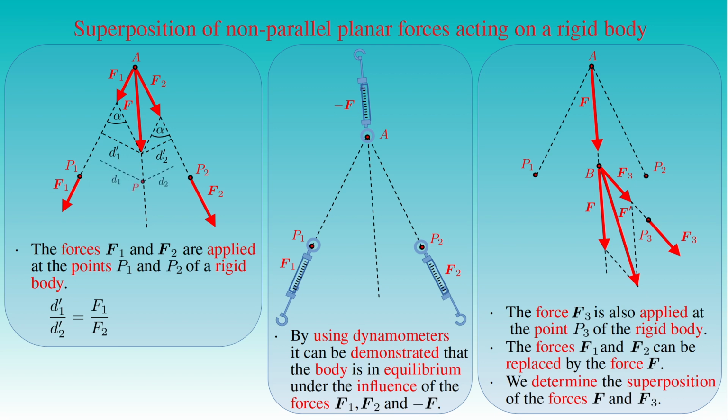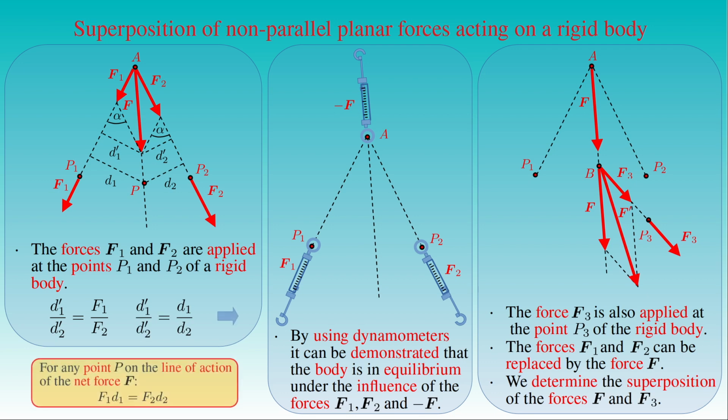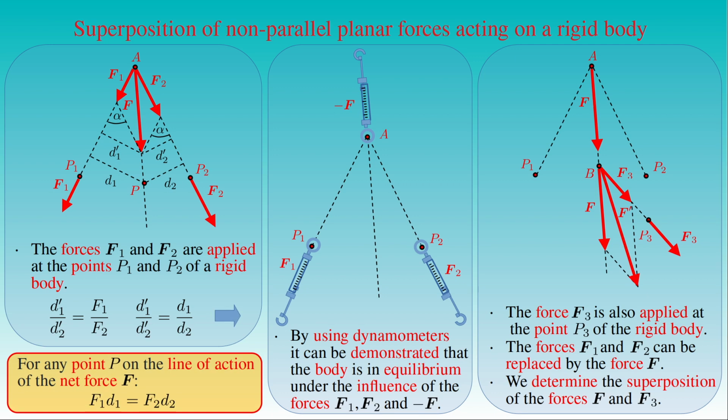Furthermore, if the distances of the lines of action for the forces F1 and F2 from an arbitrary point P on the line of action for the force F are denoted by D1 and D2, then the ratio of D1' to D2' can be written as the ratio of D1 to D2. By combining these two equations, we obtain the following relationship for any point P on the line of action of the net force F of the forces F1 and F2.